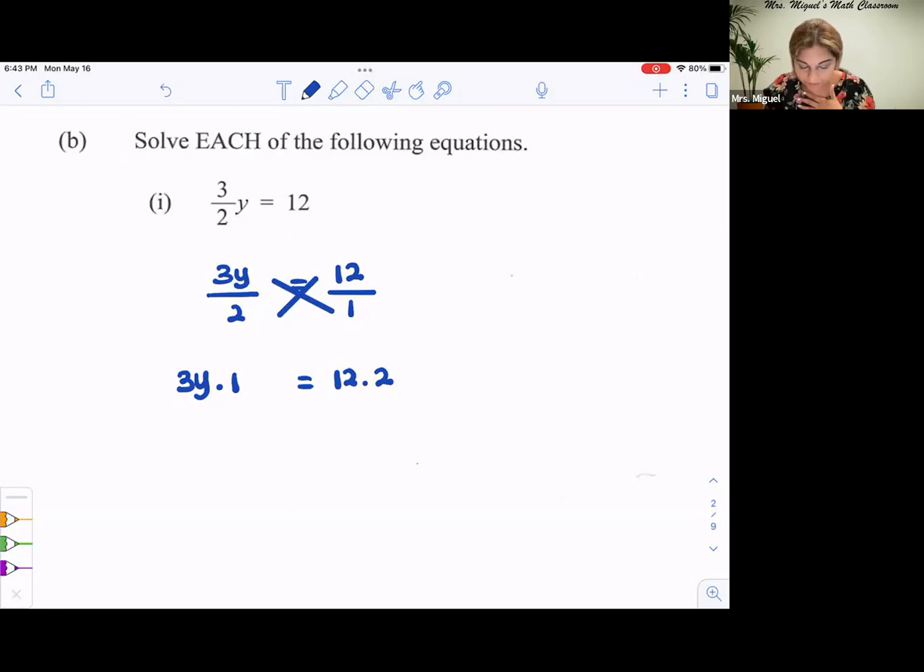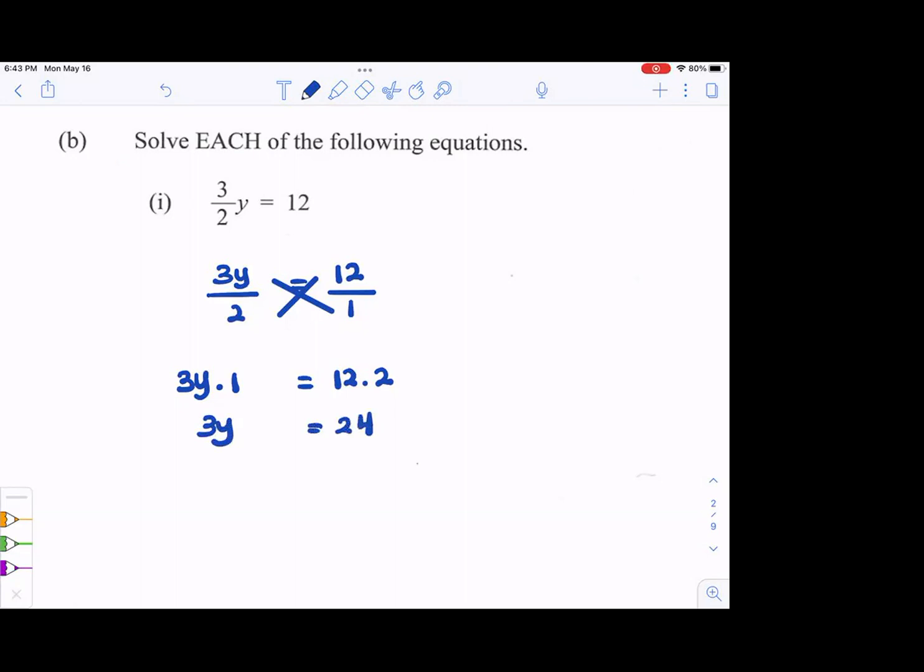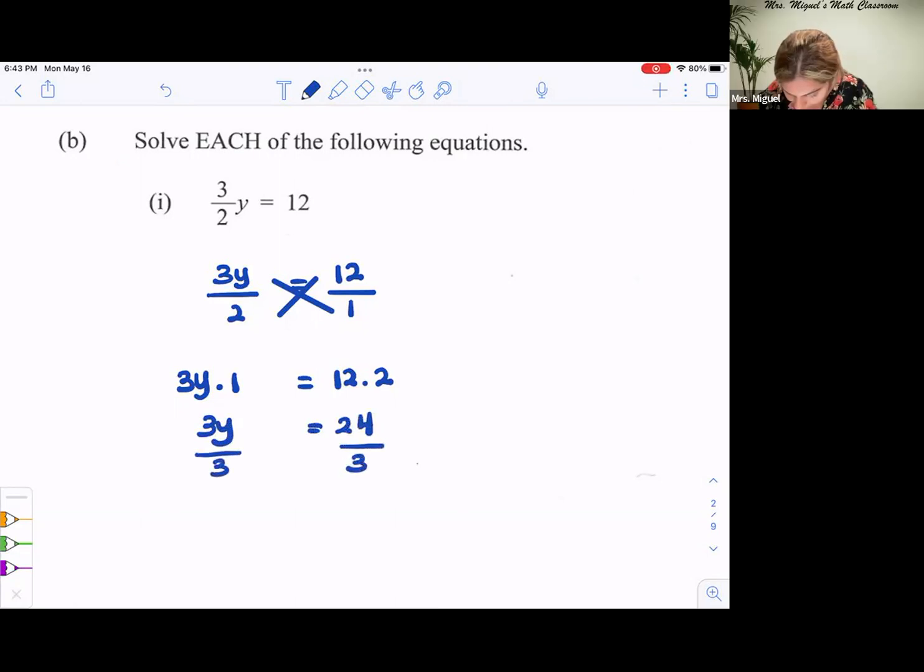All right. 3 by y is 3y. 12 twos are 24. We divide by the number in front of the y. y is equal to 8. Did you all get that?